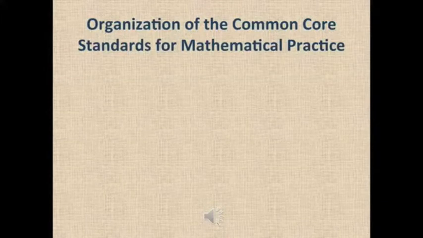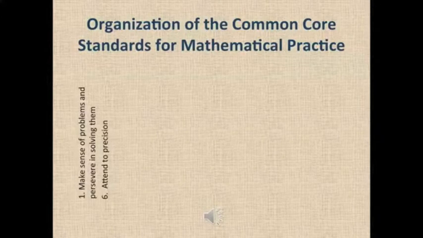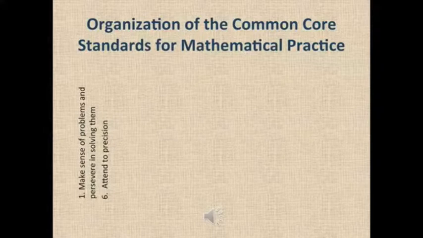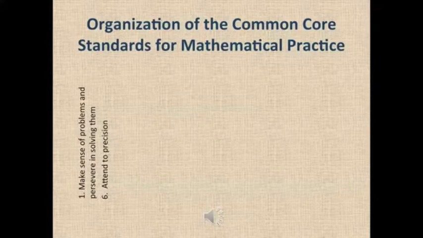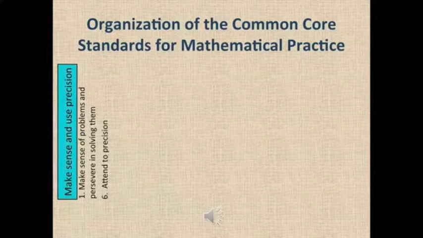So, how do all these standards interrelate? Notice that Standards 1 and 6 have overarching goals of making sense of the problem and using appropriate precision. Students should make a plan to solve problems, check their answers, be careful when using math, and have clear ideas. Therefore, these two standards go under the umbrella of make sense and use precision.